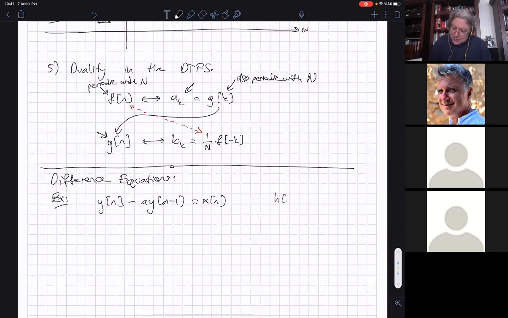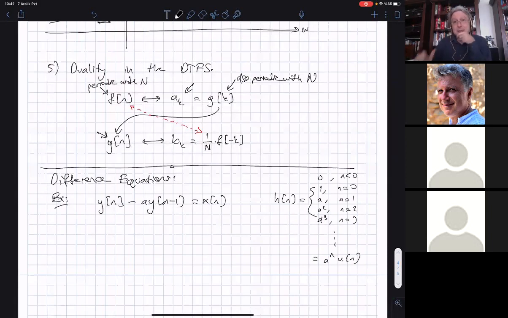And I can see that h of n is equal to something like this: 1 when n is equal to 0, a when n is equal to 1, a squared when n is equal to 2, a cubed when n is equal to 3, and it goes on like that. And it is 0 when n is less than 0. Which can be written in a compact way as h of n equals a to the n times u of n. I can solve it just intuitively by iteratively decoding this expression.